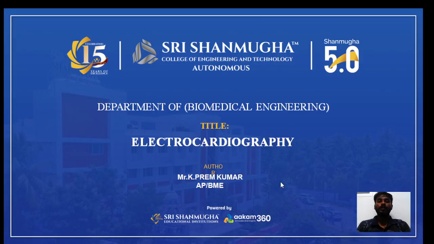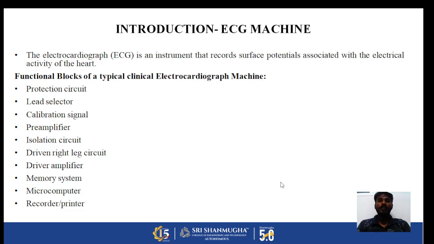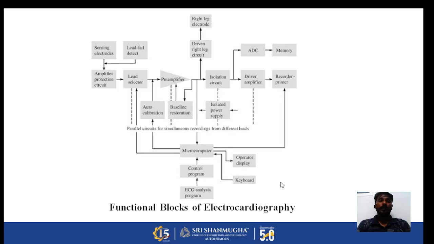Today we are going to discuss electrocardiography. The electrocardiograph is an instrument that records the surface potentials associated with the electrical activity of the heart. The functional blocks of a clinical electrocardiograph machine are: protection circuit, lead selector, calibration signal, preamplifier, isolation circuit, right leg driven circuit, driver amplifier, memory system, microcomputer, and recorder or printer. These are the functional blocks of the electrocardiograph.